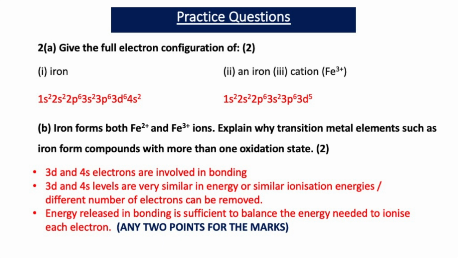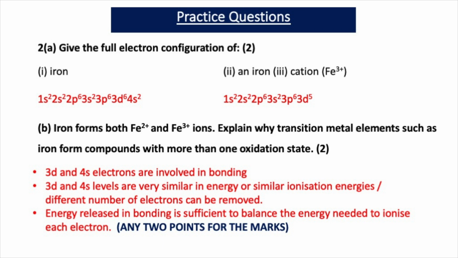Now we've learned previously that the 4s orbital fills before the 3d. However, when removing electrons, the 4s electrons are removed first. Now question 2a is worth 2 marks. There's 1 mark each for each correct electron configuration. Now question 2b states that iron forms both Fe2+ and Fe3+ ions. Explain why transition metal elements such as iron form compounds with more than one oxidation state. And this is a 2-mark question.